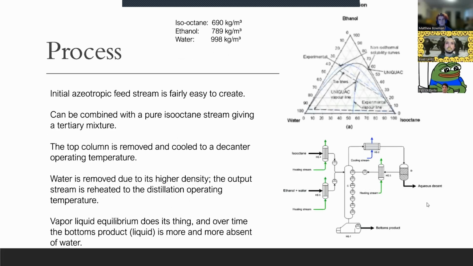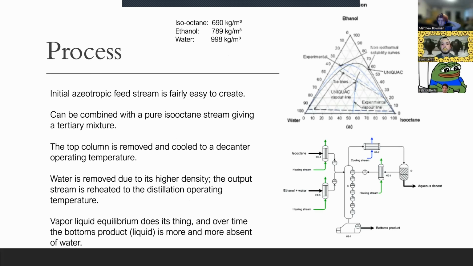So, as Patrick was saying about the azeotropic system, initially that feed stream of ethanol and water is easy to create as an azeotrope just by fermenting organic matter. And so what happens is you take that feed stream and you combine it with some pure isooctane and send both of those into a distiller as a tertiary mixture. And now, just because of how vapor equilibrium works, it's going to separate itself into a vapor and liquid phase.